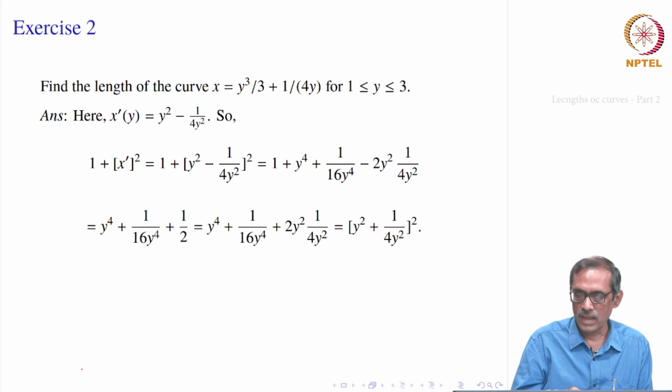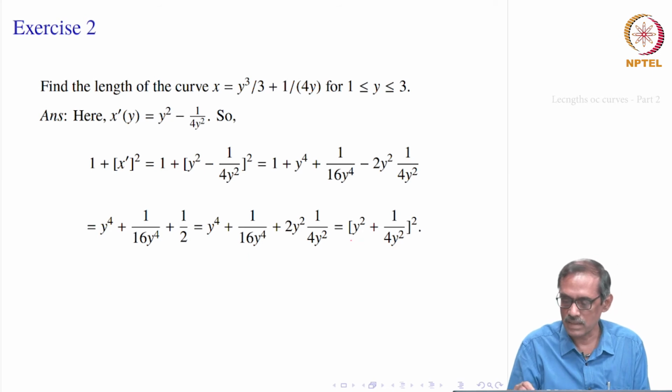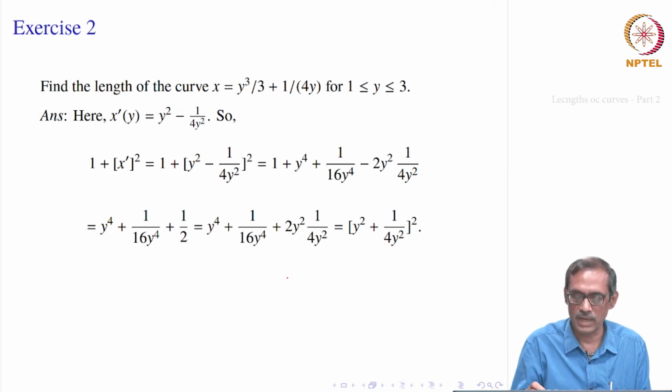Okay. So, then it is just a simplification. So, we can write that because we want to take the square root of that. So, it is better to see whether it can be written without the square root. We see that this expression simplifies to y square plus 1 by 4 y square whole square.